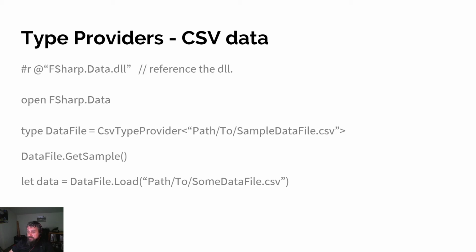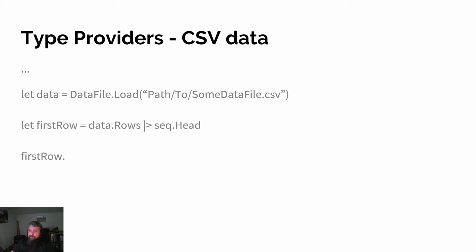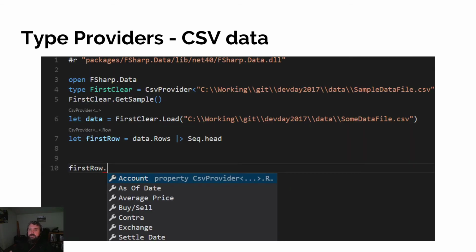But then we create a CSV type provider. We get a sample. And what we can do here is actually go through these particular functions to get the rows and then get the head of it. And then I can actually get just out of the box without having to do anything else.